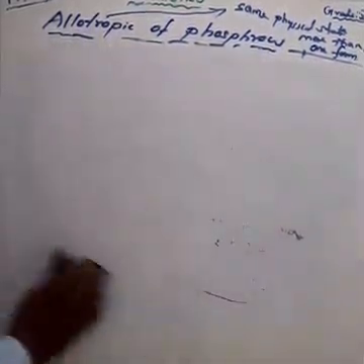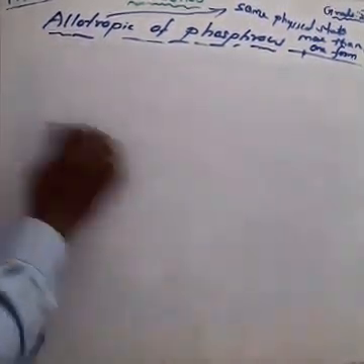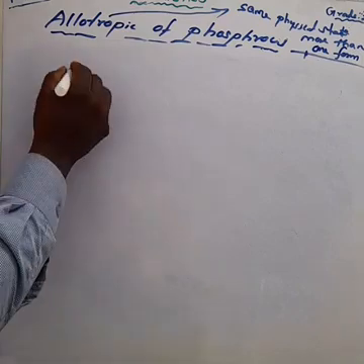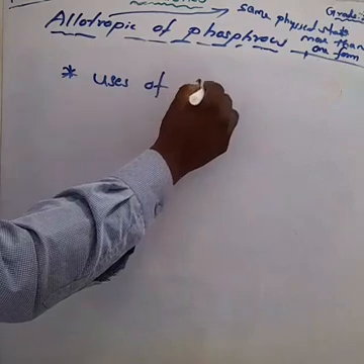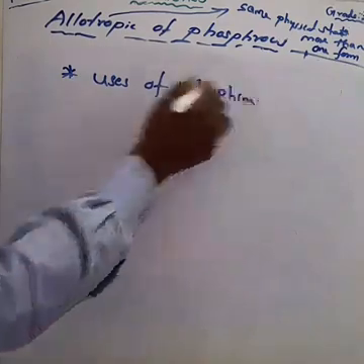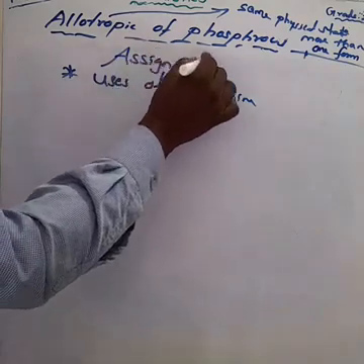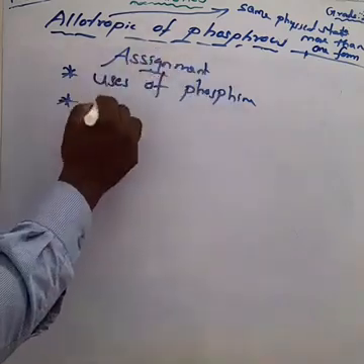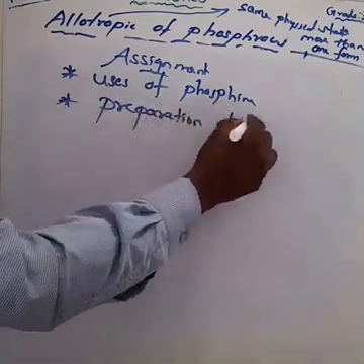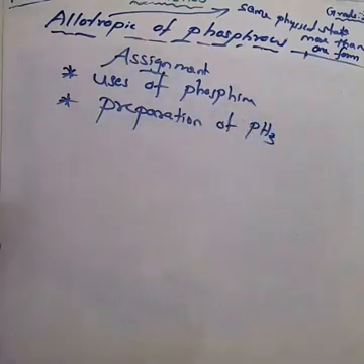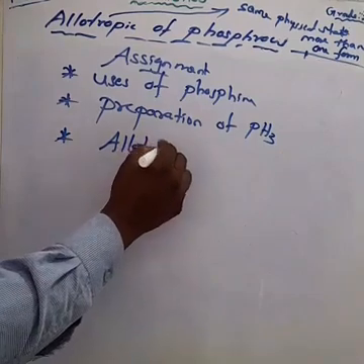Okay, so this area we discussed today. Please all of you take down the assignment. Which assignment am I giving? First one, uses of phosphine. Second one, preparation of phosphine. Third one, allotropic forms of phosphorus.